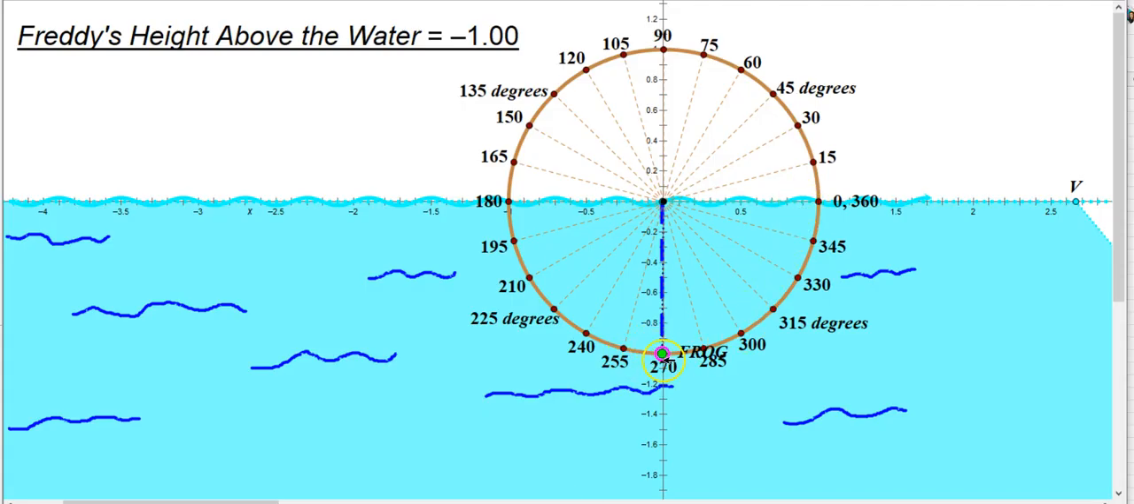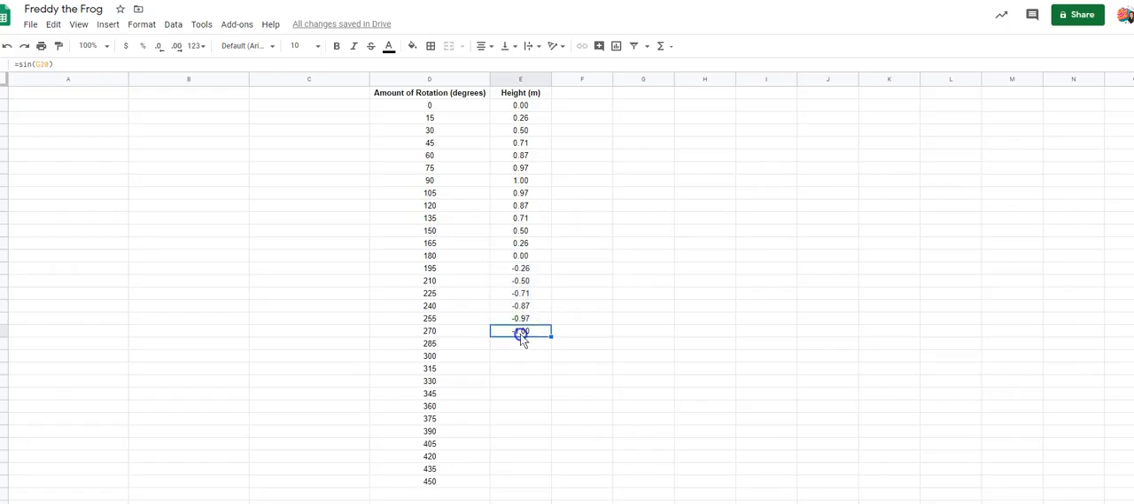Lastly, in the last part, once again, because of symmetry, the numbers are all going to be the same, but now the numbers are going to approach back to 0. And that would complete one full rotation of Freddy's ride around the wheel.